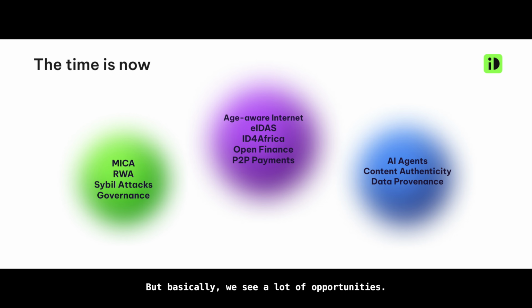But basically, we see a lot of opportunities. Why is the moment now? Because you see in Web3 we have evident use cases today. Sybil resistance is clear, but regulation is also driving, because MiCA is already there, and we have been also contributing with the European agency to MiCA. Real-world asset tokenization is an important use case that's exploding this year, literally. And you see governance as usual, the continuous use case in Web3.